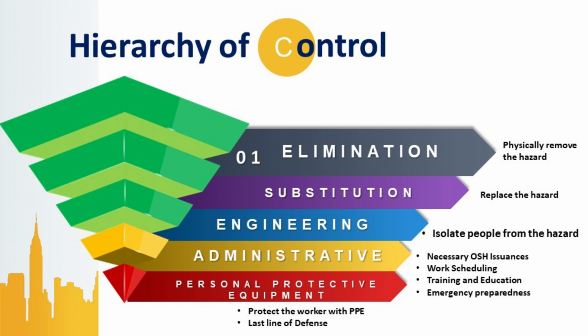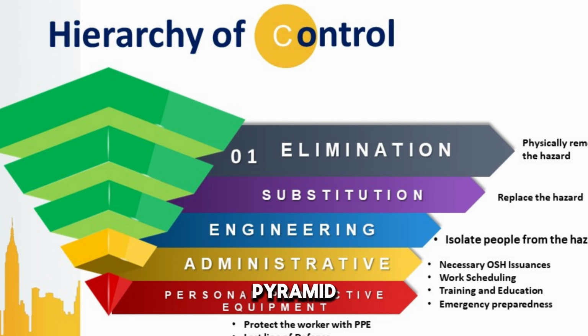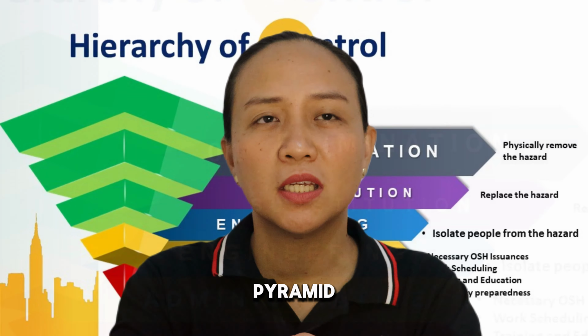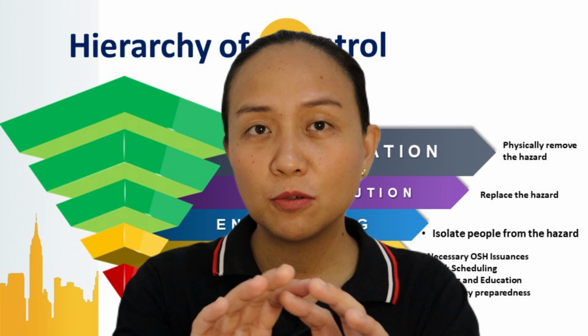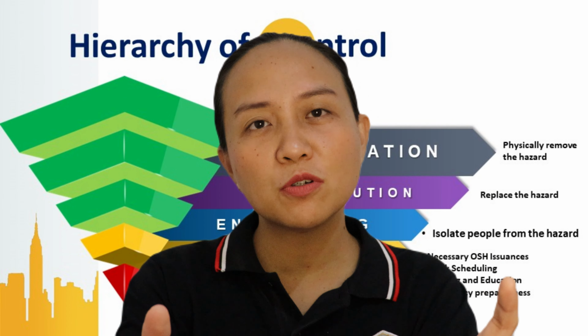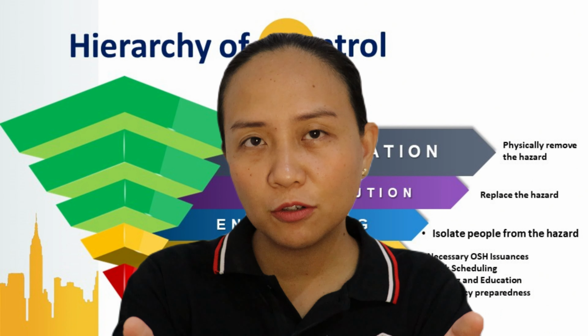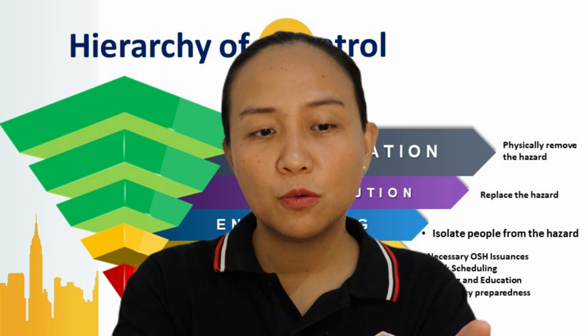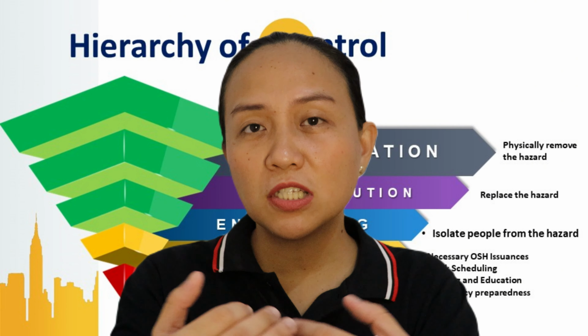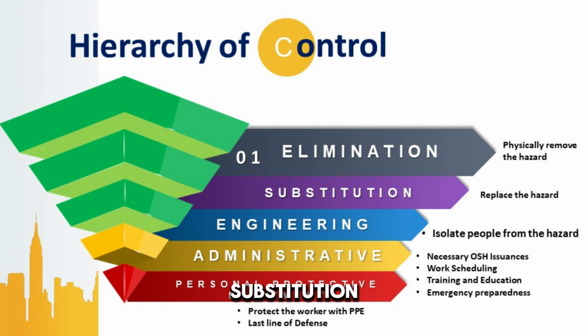So, if you look here, meron po tayong inverted pyramid. Now, this is mostly depicted in an inverted pyramid. The highest, yung pinakamalaki na part, is the most effective, of course, down to the smallest part, which is the PPE. So, it starts with elimination, substitution, engineering, administrative, and personal protective equipment, or PPE.